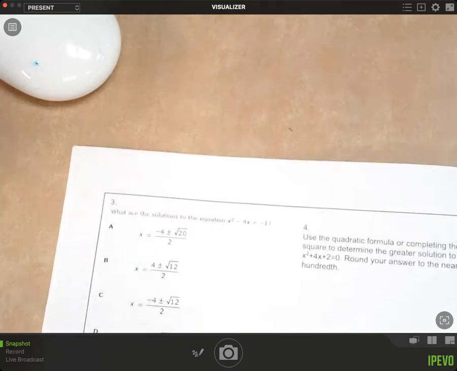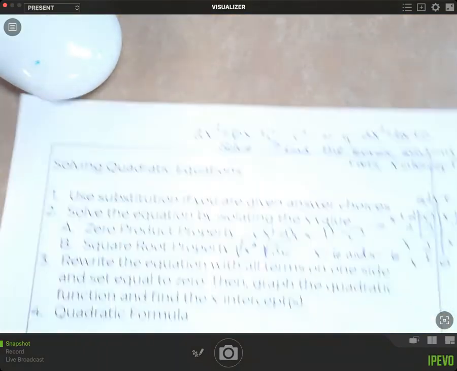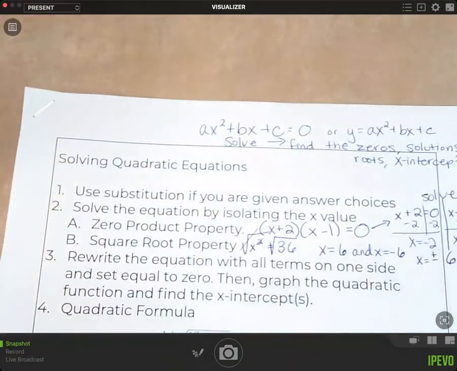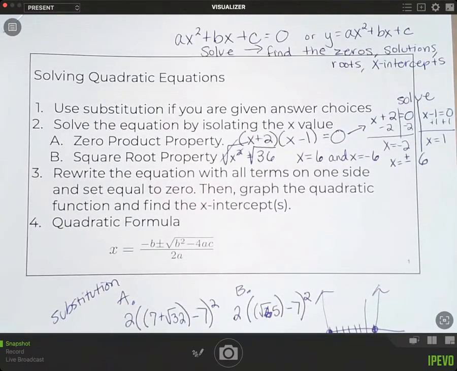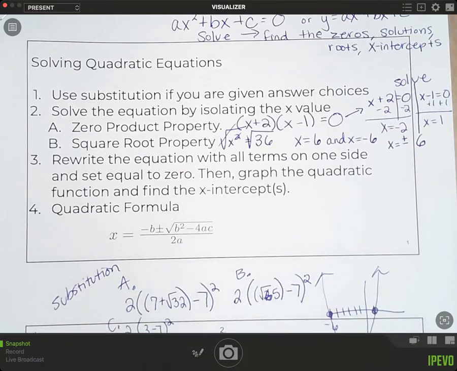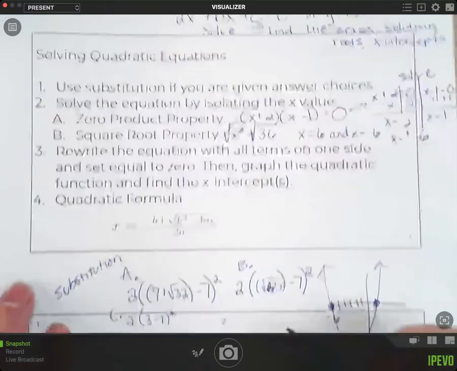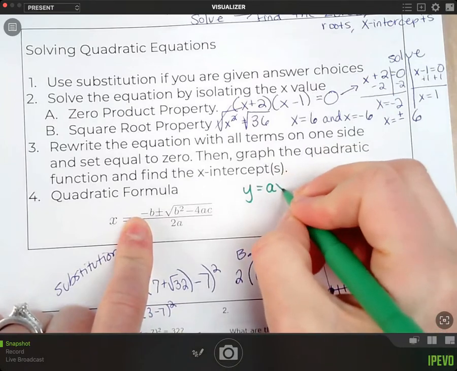All right, let's look at our notes from yesterday where we had the different ways of solving quadratic equations. We are going to focus on the quadratic formula. This formula is on your formula chart, so it's not anything you need to remember. You do need to know that the A, B, and C come from standard form.